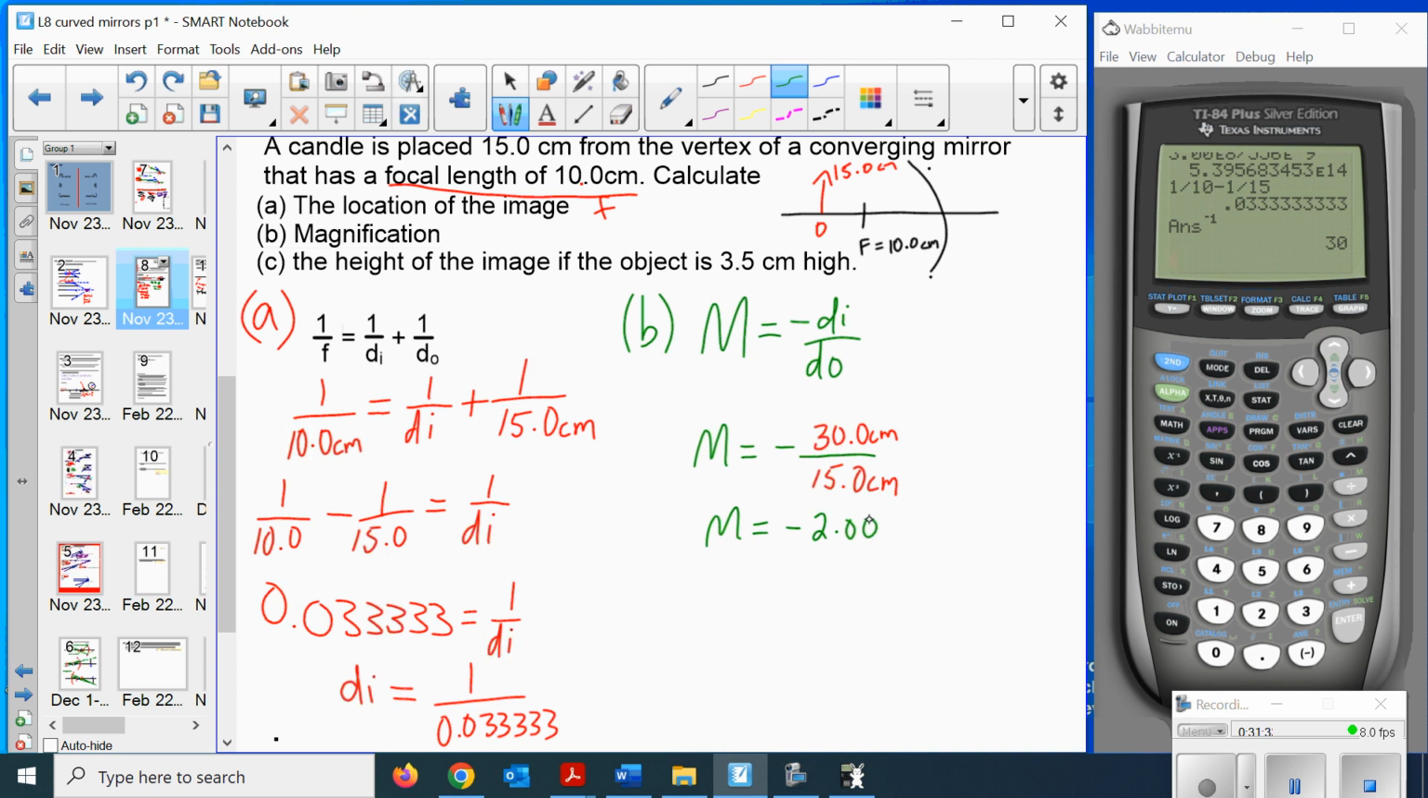We saw situations like that with the candle. This is calculating exactly what you would expect from that formula. Part C, the height of the image. Now, I have two choices. I could use hi over ho equals negative di over do, or it's a little easier to just go with the magnification part. So I'm going to go with this. It's the same amount. So, hi over ho, I have negative 2 for the magnification.